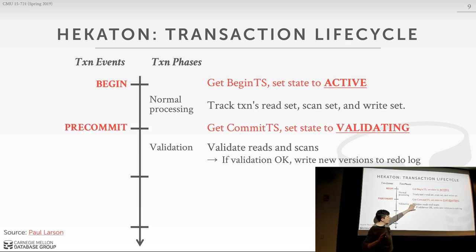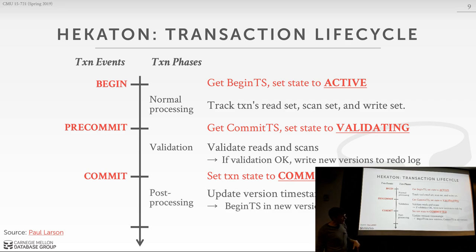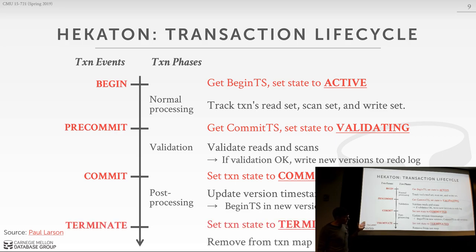So if we pass our validation, we can then append all the new version information for the things we created to our redo log and flush that out to disk. Then we set our transaction state to committed, go back and update all our timestamps, to update the begin timestamp in the new versions or the commit timestamp in the older versions. And then we set ourselves to be terminated and remove ourselves from the map. So this is the standard life cycle of any transaction that goes through the normal commit process.